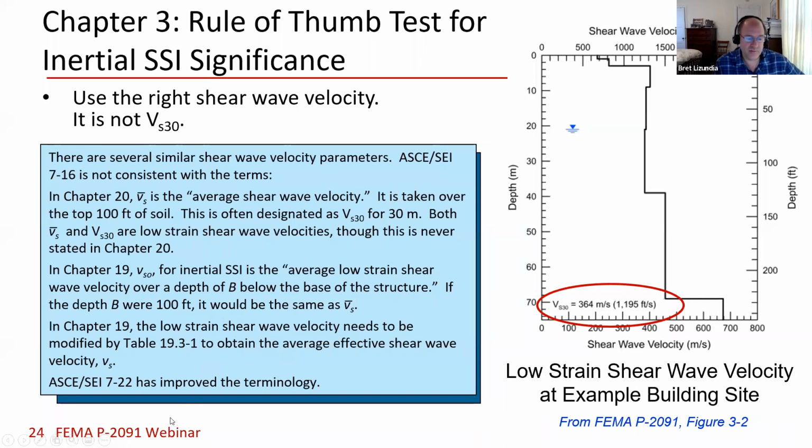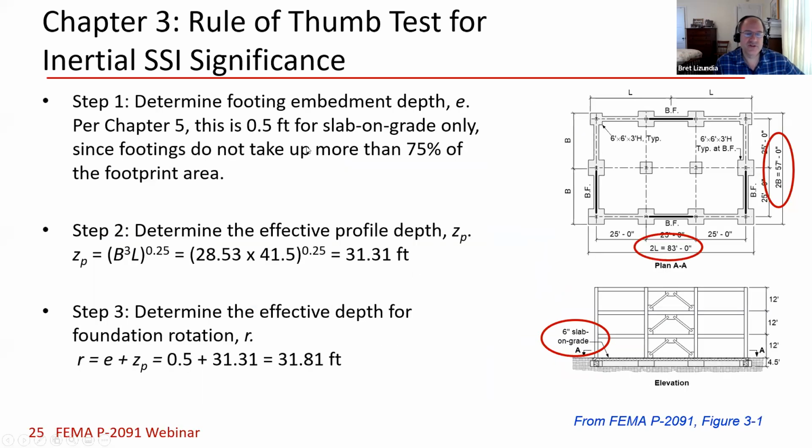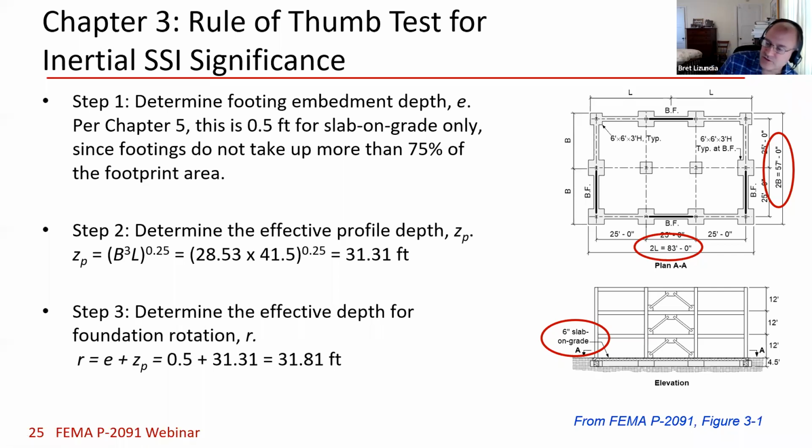So that was cleaned up somewhat, fortunately, in ASCE 722 to be a little more precise in the terminology. But let's sort of do that. So the first thing to do is we need to figure out where's the bottom. So we need to figure out how deep is the foundation. We're going to talk about that a little bit later.